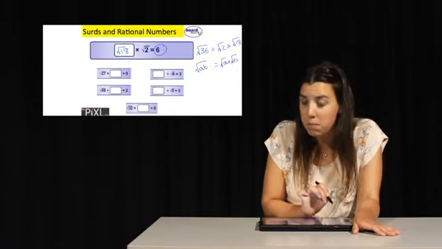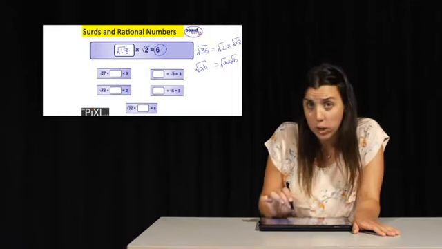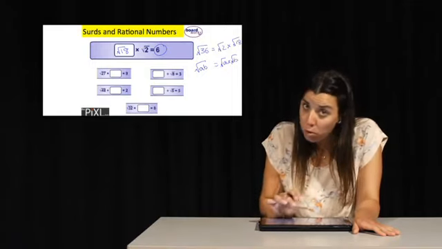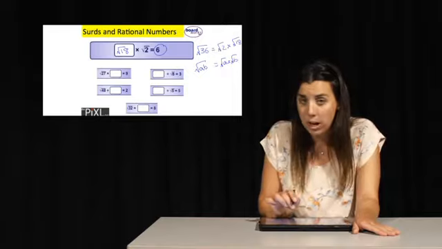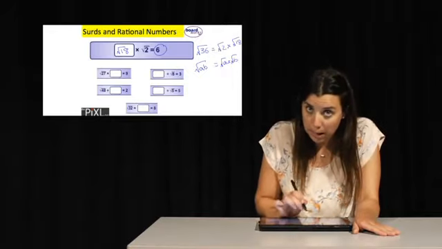I'm going to give you 3 minutes now to have a look at the next 5 questions. Think about all of the rules we've looked at for multiplying and dividing and think about working backwards. Off you go.